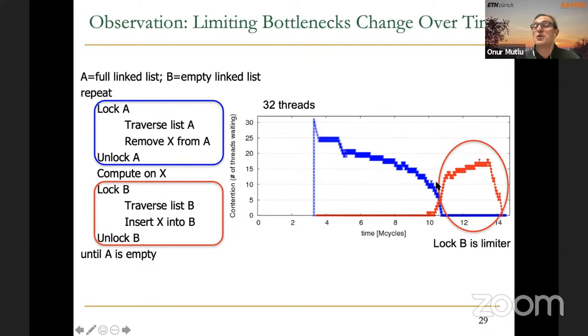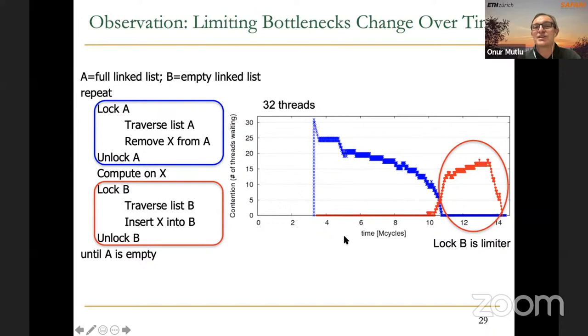Why? Because initially everybody's contending for lock A because the linked list is quite large, so it takes time to traverse it. The critical section contention is pretty bad over here. Whereas lock B is easy to get because you keep adding elements to list B, and list B is too small to begin with, right? As list A starts becoming smaller and list B starts growing, the contention bottlenecks start changing over time.